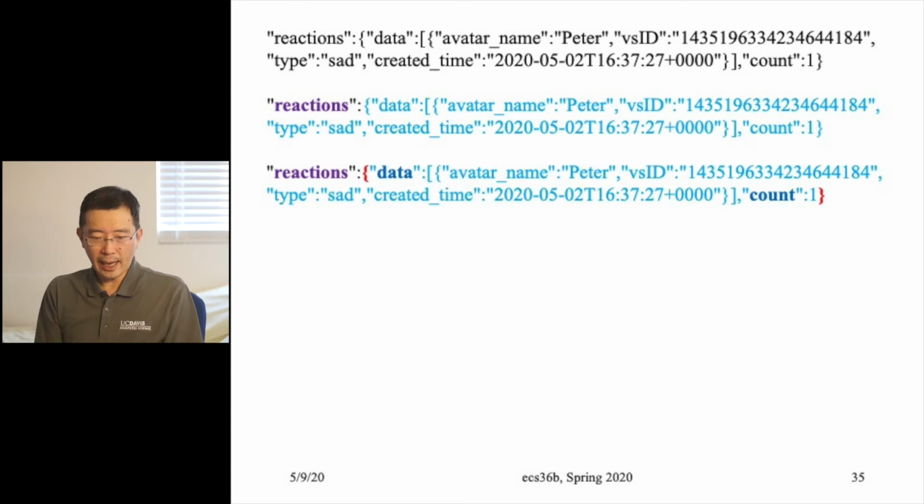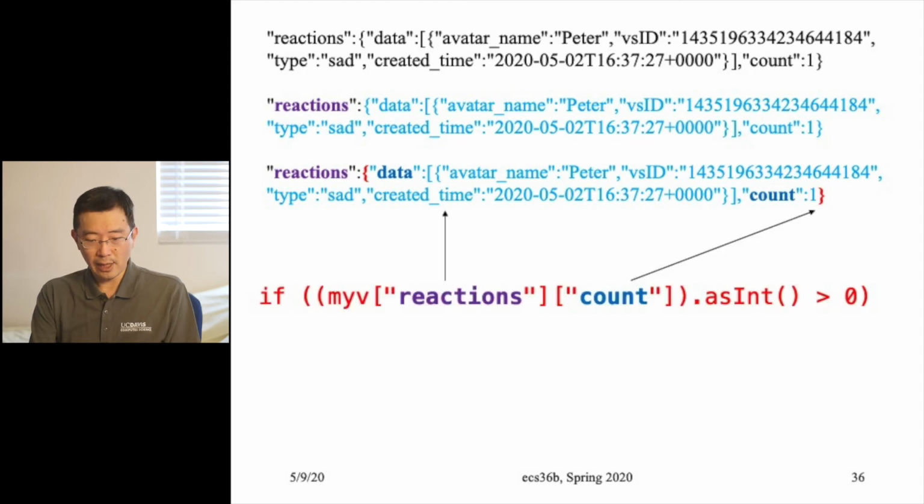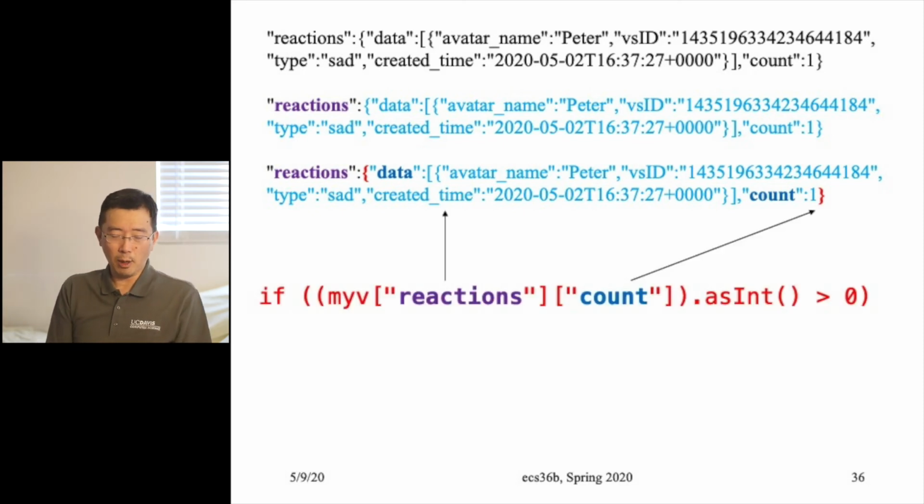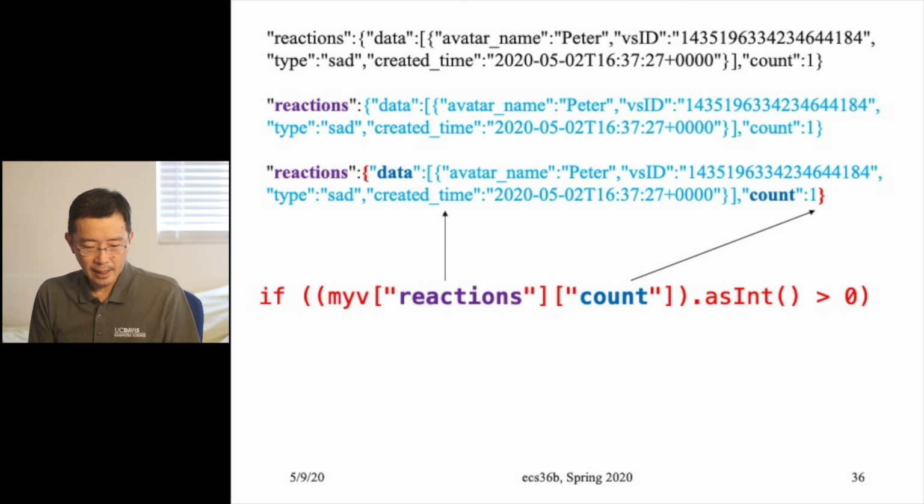And then further, I know there are two elements. So as in the previous slide, I can access reactions and then count, but you can also say reactions and then data. However, when you say reactions and data, it actually becomes the array itself. So that's why, in what I showed you in the earlier slide, when you say my v reactions, you're pointing to the whole sky blue area between the pair of red curly brackets.